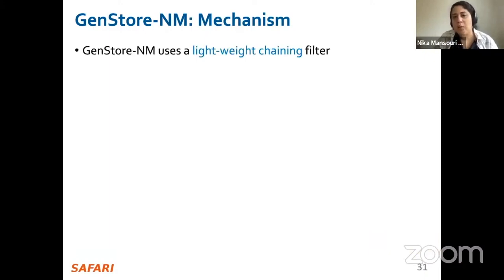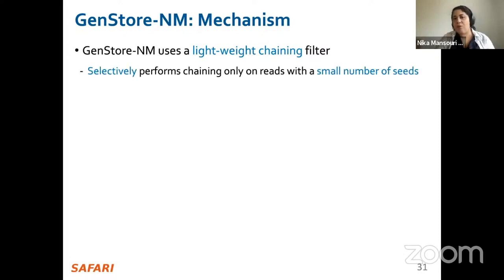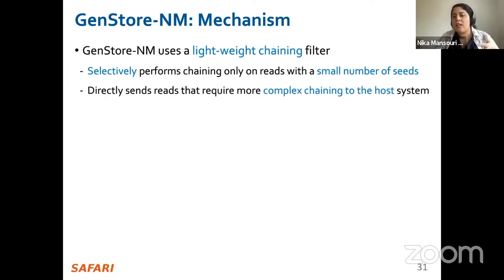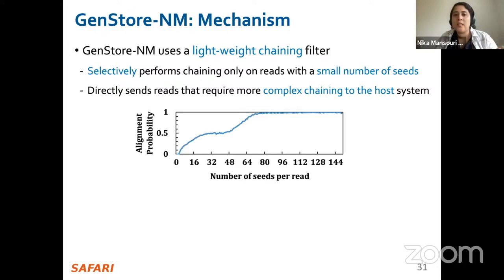GenStore NM uses a lightweight chaining filter that selectively performs chaining only on reads with a small number of seeds, and directly sends the reads that would require more complex chaining to the host system. So why would we want to do that? This idea is based on our observation from analyzing a wide range of real-world genomic read data sets. Let me show you an example here.